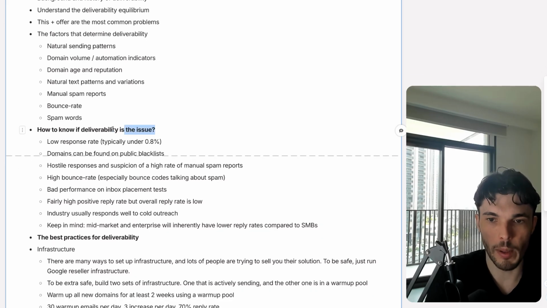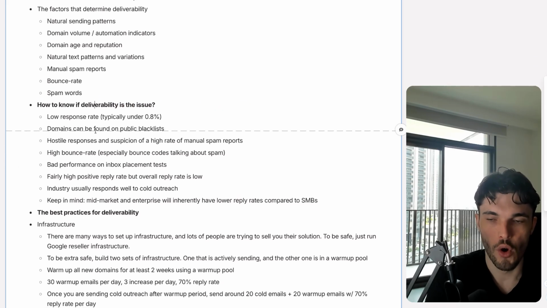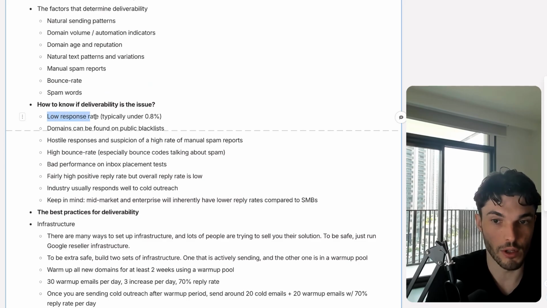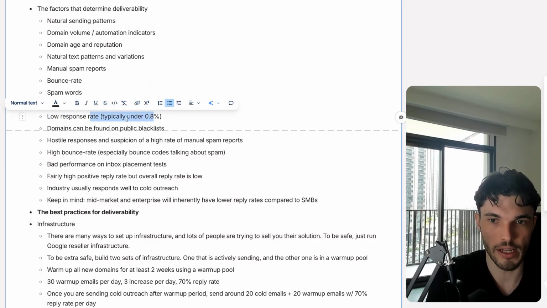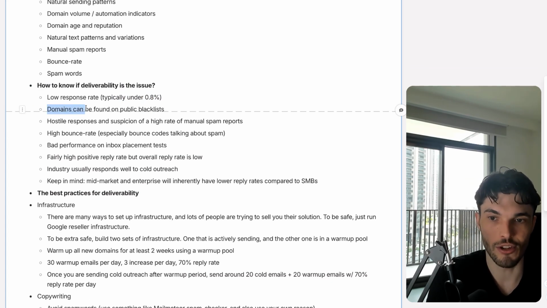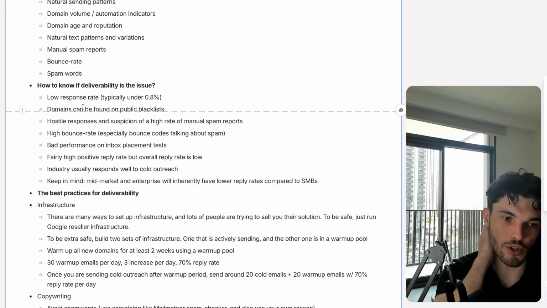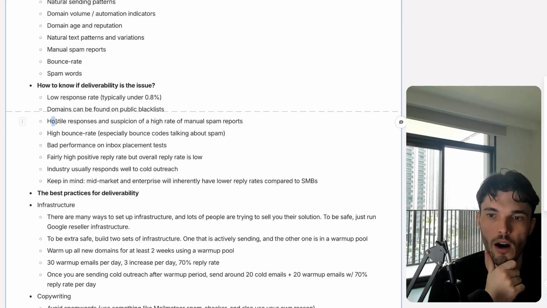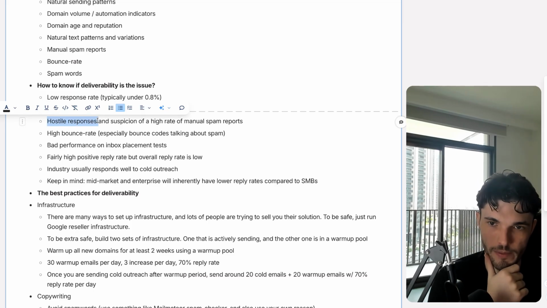So, how do you know if deliverability is actually the issue? One good way to know this is just the response rate is low. Typically, under a 0.8% response rate will tell you something's probably wrong on the deliverability side. Another thing is domains can be found on public blacklists as well. That's, of course, a huge indication that you're having deliverability issues. Also, you're getting a lot of hostile responses.